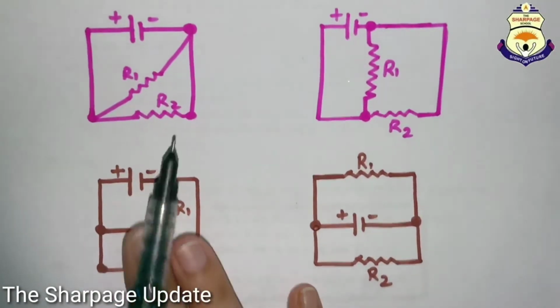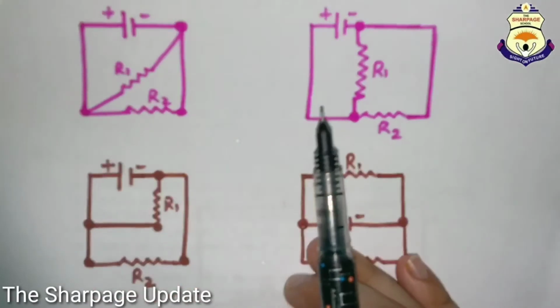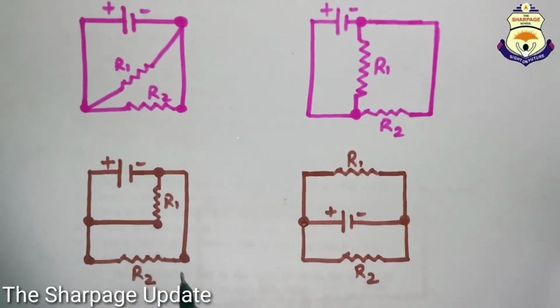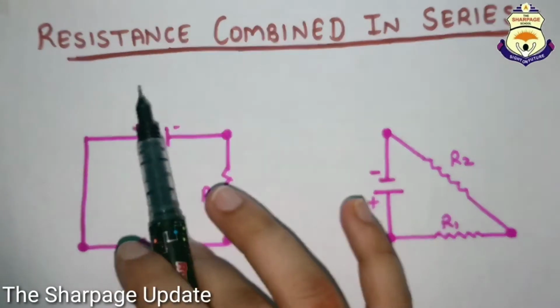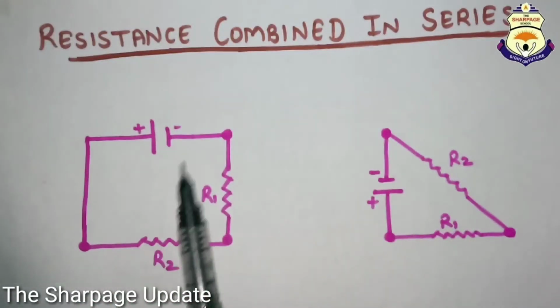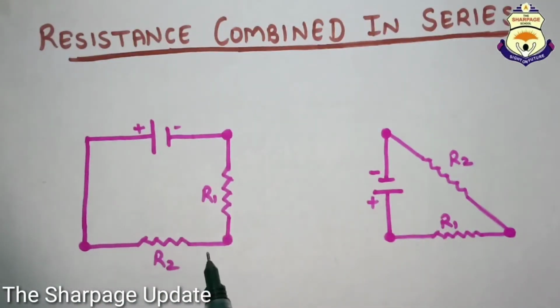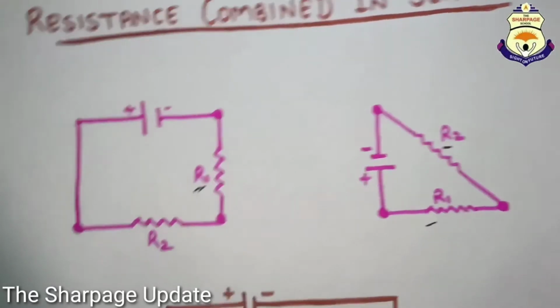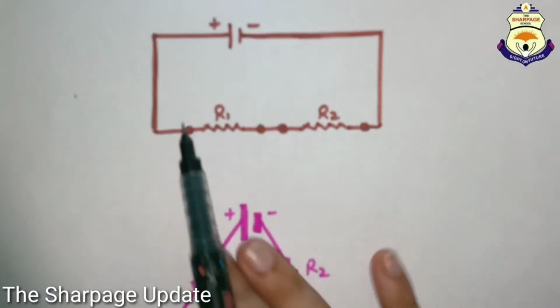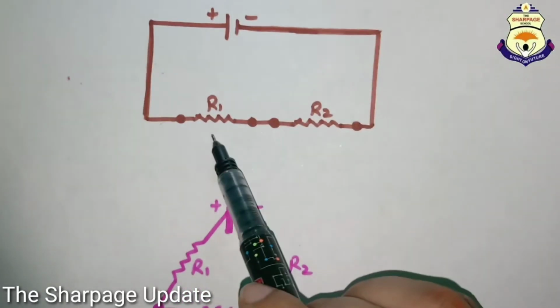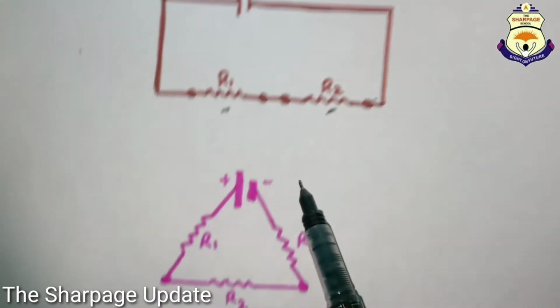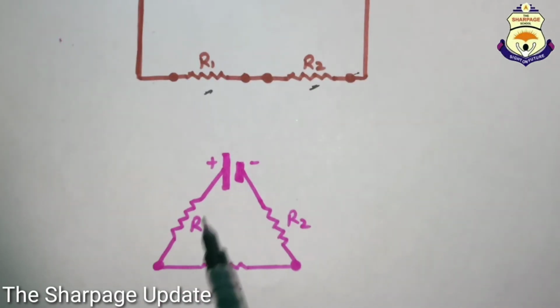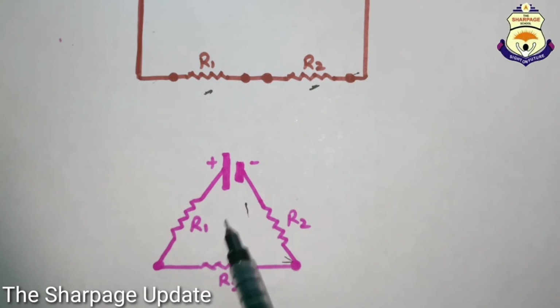As you can see, the resistances are connected between two common points, and these are different ways of connecting resistances in series. As you can see, in series combination, the resistances are joined end to end so that the same current flows through each of them.